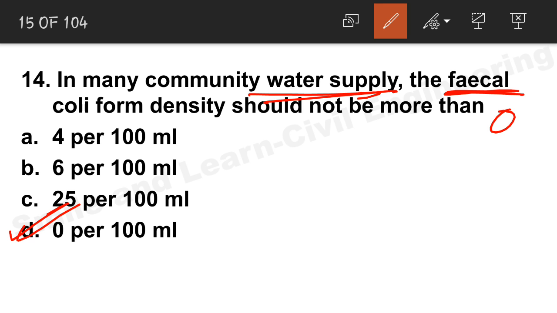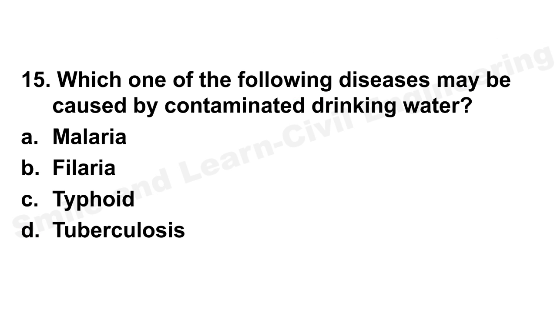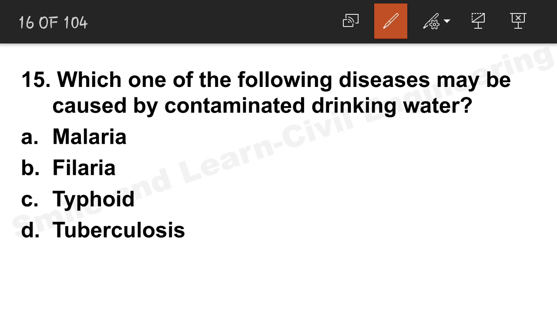Okay. As we know, E. coli, the BOD, right? Option D is the correct answer. Question number 15. Which one of the following diseases may be caused by contaminated drinking water? So, contaminated drinking water causes typhoid, while malaria and filaria are caused by mosquitoes. So, typhoid is the correct answer.